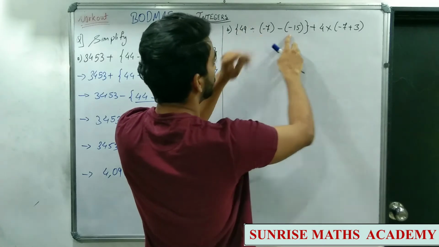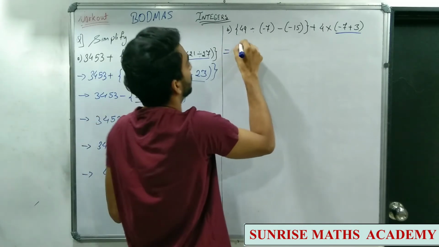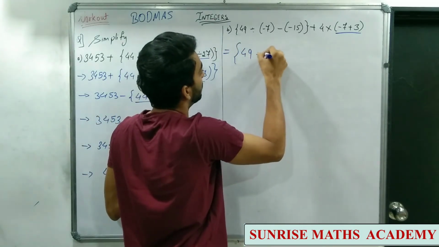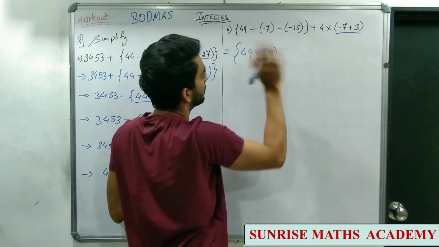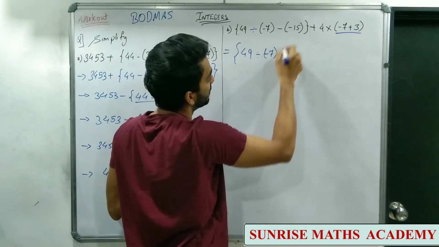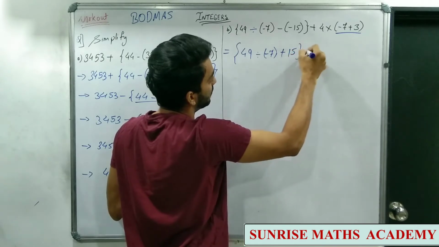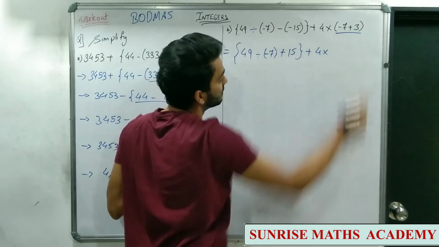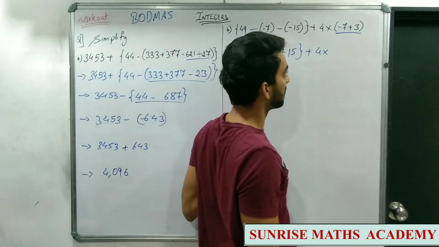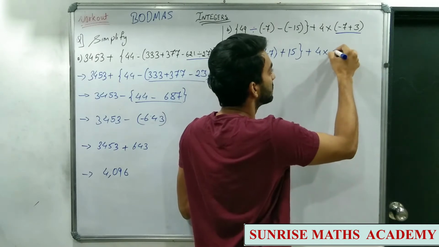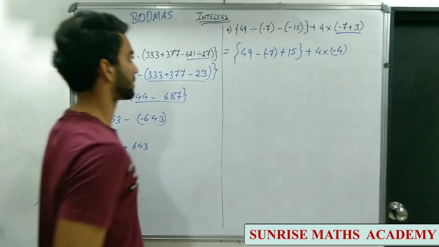Next one. Now we have this curly bracket. These round brackets are just for sign. Then this is one round bracket, so we will solve this first. 49 divided by minus 7. This is a division sign, so we do not have to change it with the minus sign. This minus minus becomes plus, so 15 plus 4 into, here this bracket's value, minus 7 plus 3. Minus plus is minus, 7 minus 3 is 4, greater number is negative. So here also the value is negative, therefore we have given the bracket.